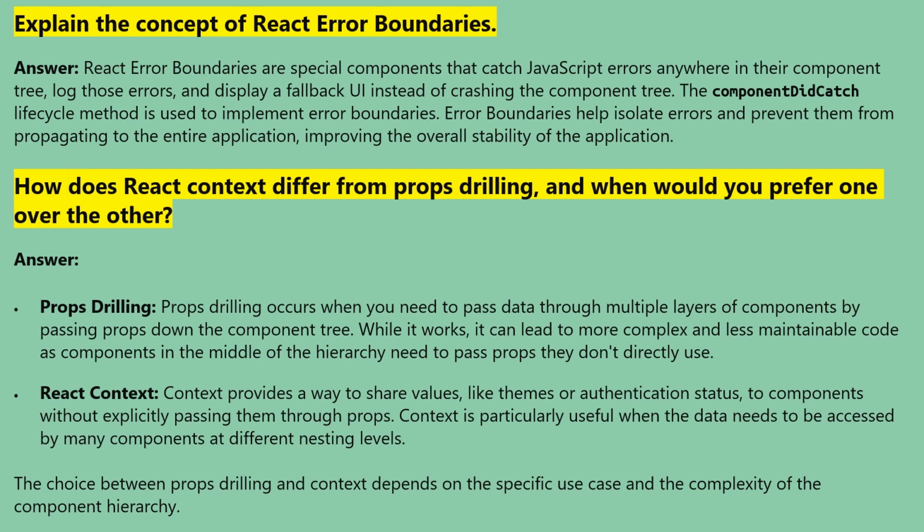React Context. Context provides a way to share values, like themes or authentication status, to components without explicitly passing them through props. Context is particularly useful when the data needs to be accessed by many components at different nesting levels. The choice between props drilling and context depends on the specific use case and the complexity of the component hierarchy.